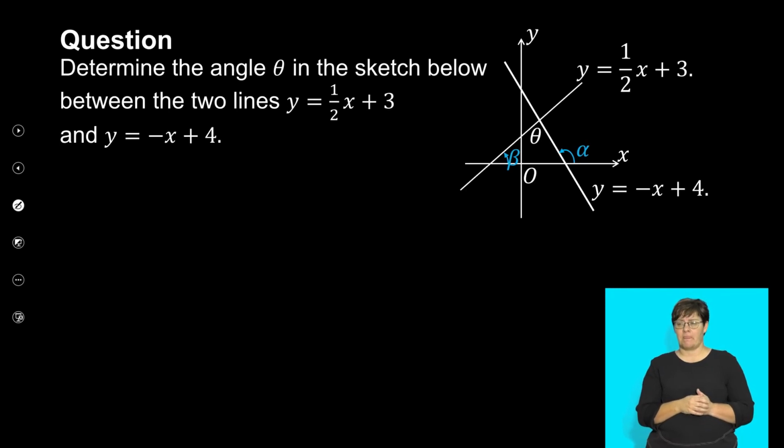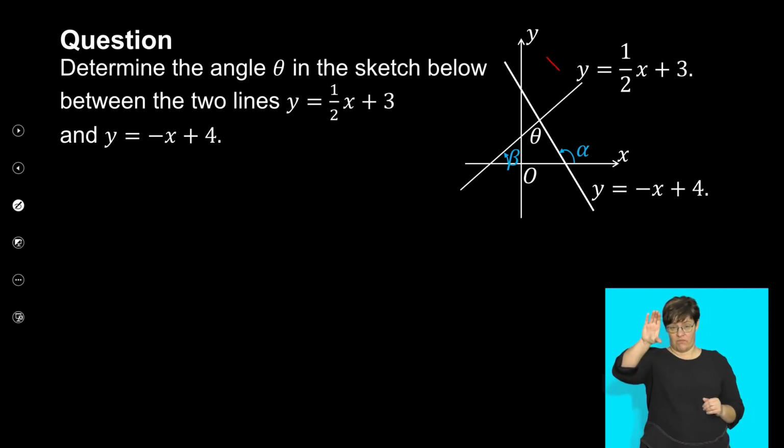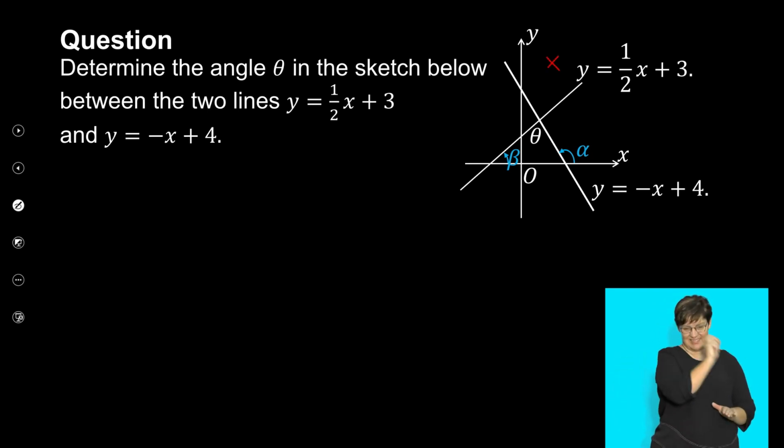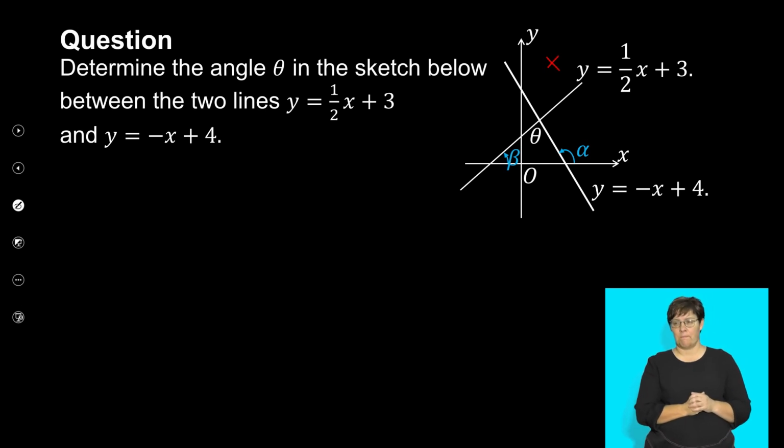All right, so let's actually do this question now. I've shifted the sketch to the top here so that I've got more space to work. I'm going to work out alpha, I'm going to work out beta, and then with geometry, I'm going to work out what theta is. Excellent. So let's start with alpha. Whenever I'm working out the angle of inclination, I'm going to use this formula: tan of the angle is equal to the gradient.